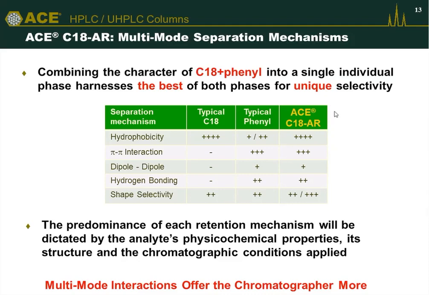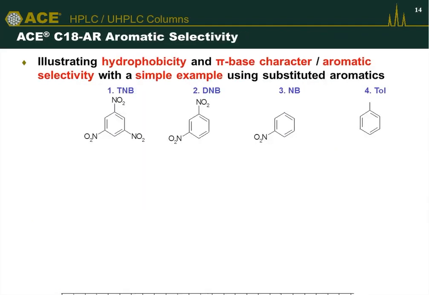So let me show you that now chromatographically. On this slide, I have a simple mixture of substituted nitrobenzenes. So we have the trinitrobenzene substituted species, the dinitrobenzene, the mononitrobenzene. Now, toluene is present in this mixture as a hydrophobic marker. So the retention time of toluene tells you how hydrophobic a stationary phase is. And this is the standard material that we use in many of our tests to give us an indication of hydrophobicity of the stationary phase.